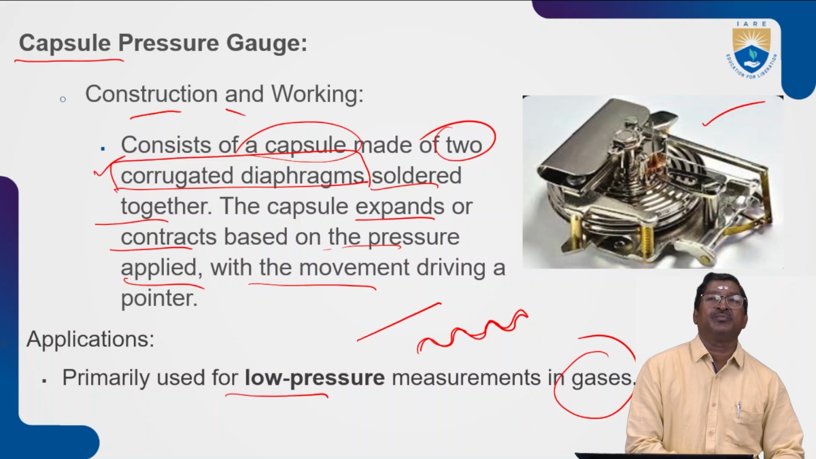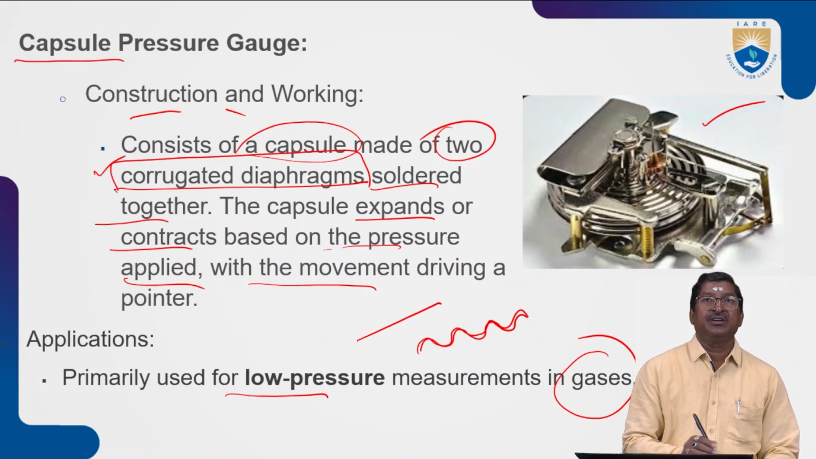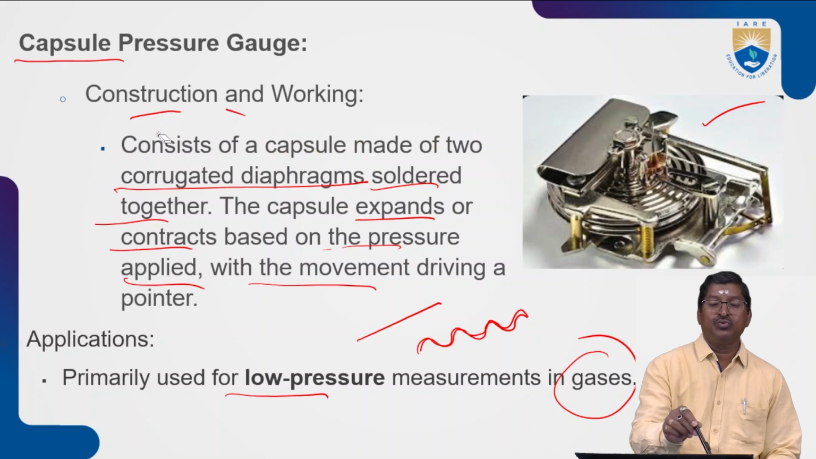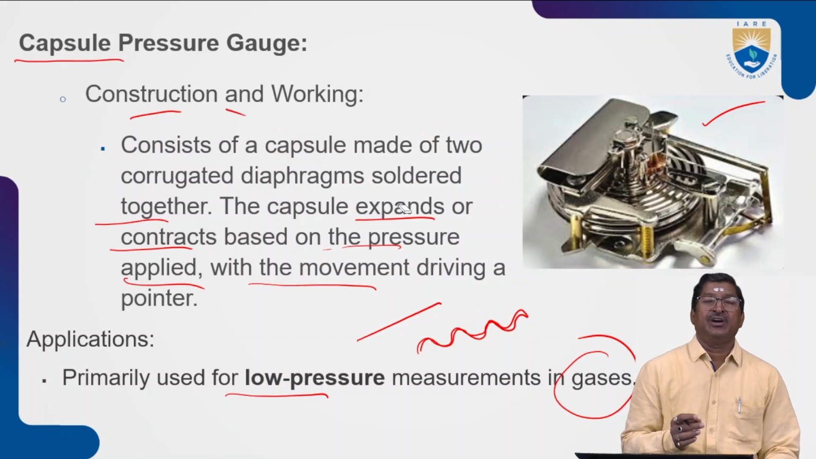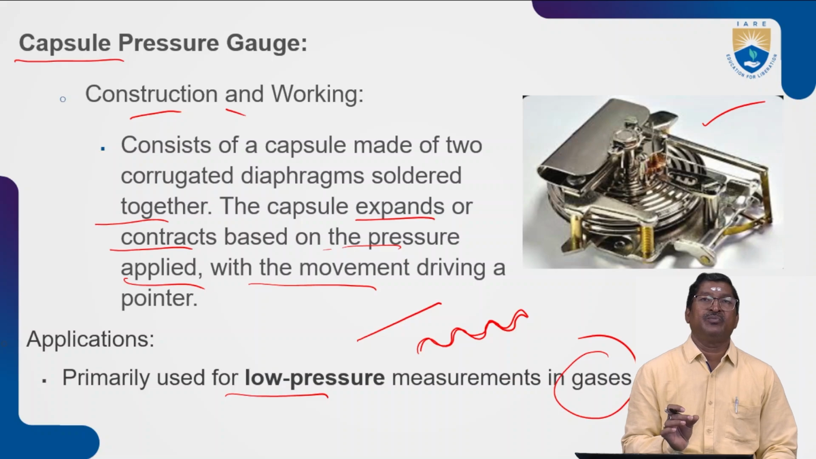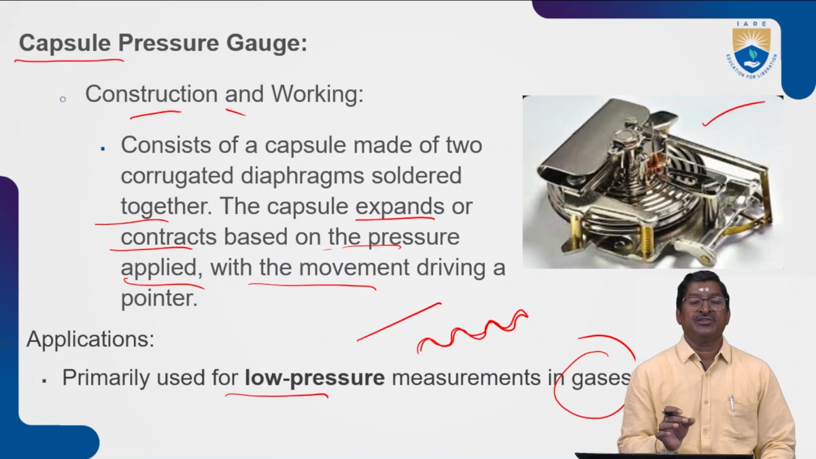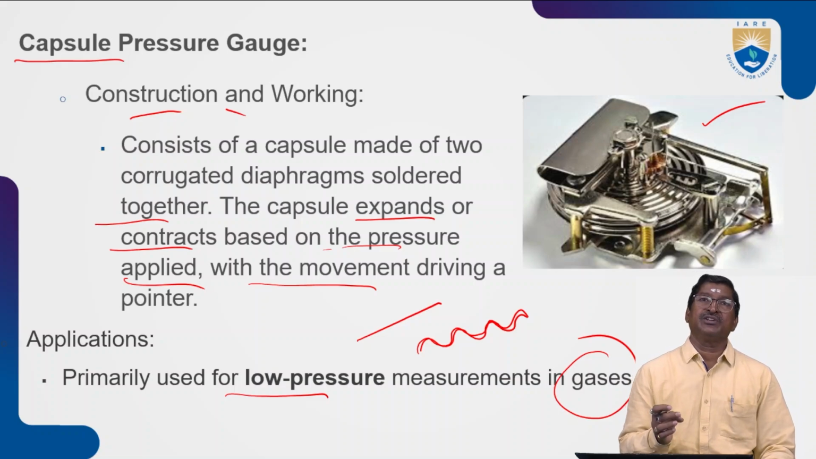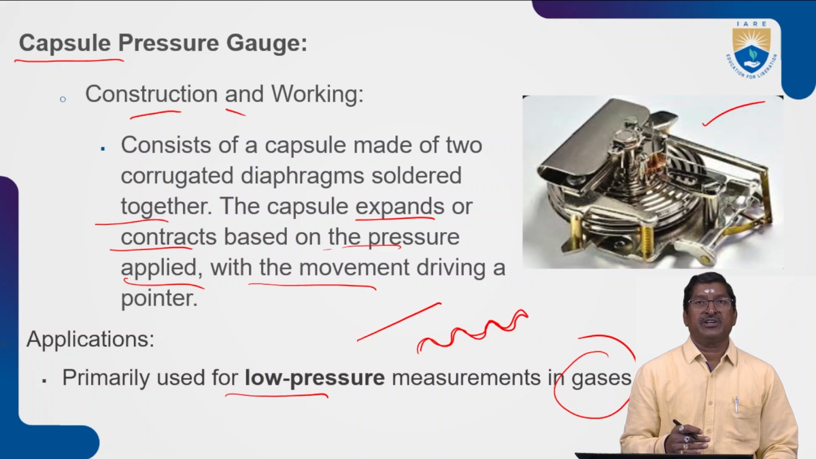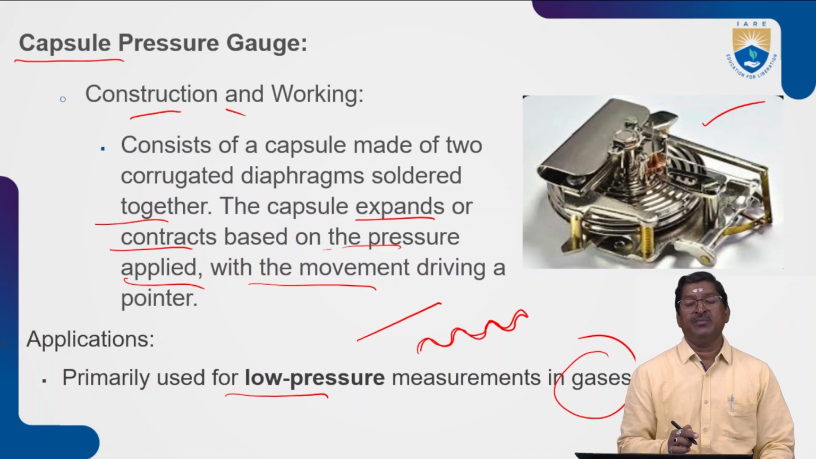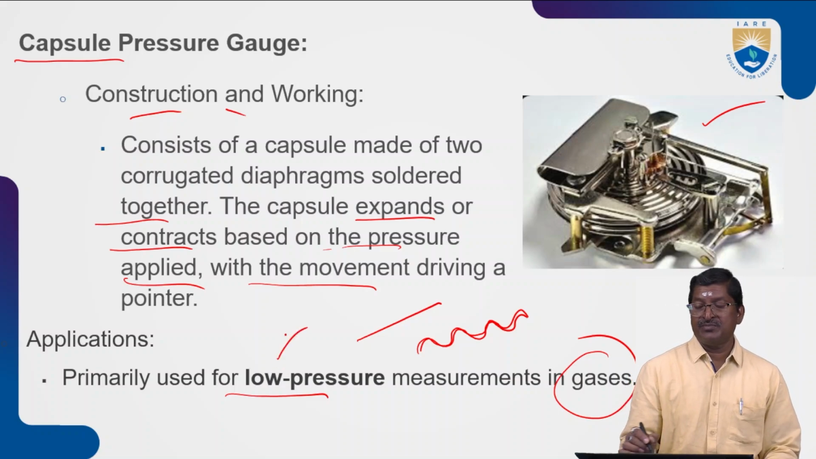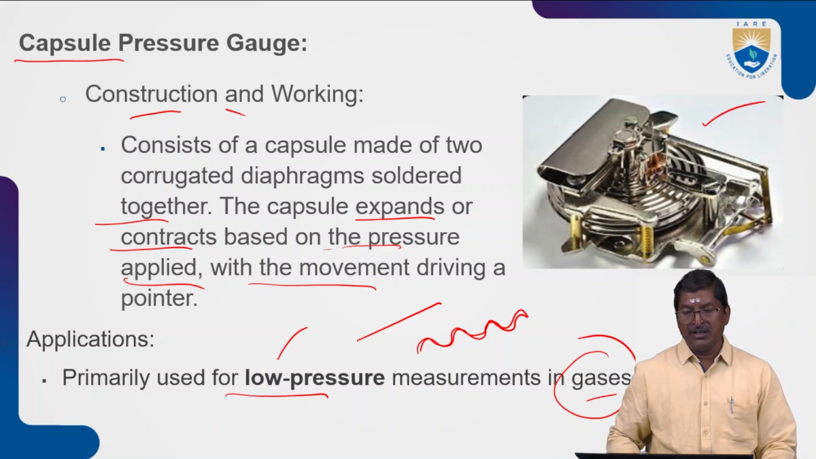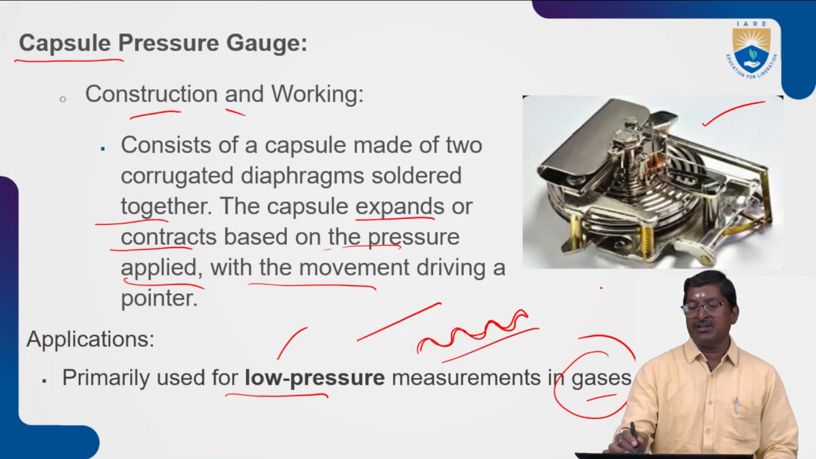The next mechanical gauge is the capsule pressure gauge. It is nothing but two corrugated diaphragm sheets, that means thin sheets which are corrugated in nature. Two corrugated diaphragms are soldered together. It will respond, either expanding or contracting depending upon the existing pressure of the fluid. This also can be utilized for low pressures, but in the case of gases only. In the figure you can see the corrugations here.